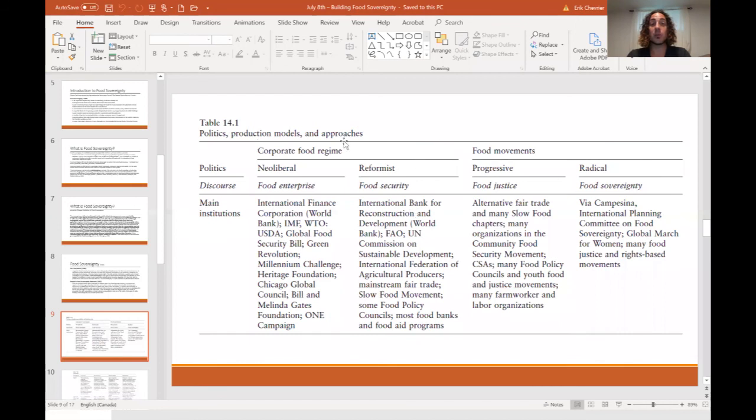So this is the corporate food regime. There's a difference between the neoliberal and the reformist, in that the reformists do understand that there are issues, especially when it comes to providing food to feed the world, but basically don't want to rock or change the larger structure of our neoliberal environment.